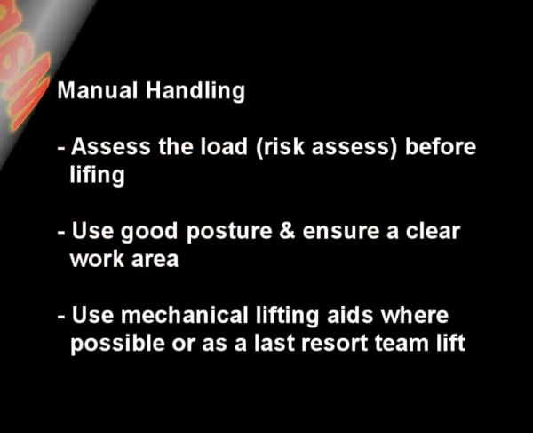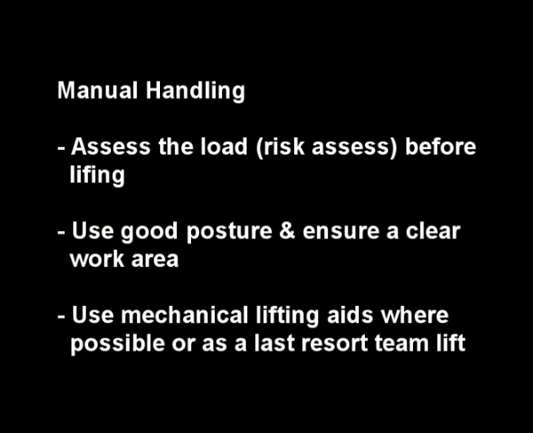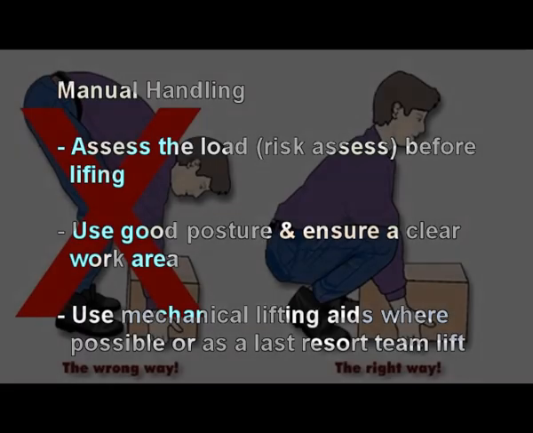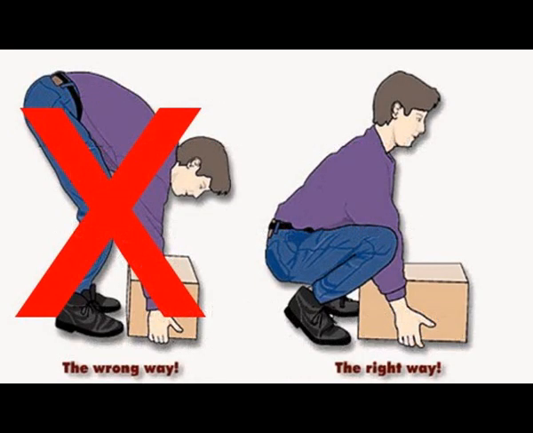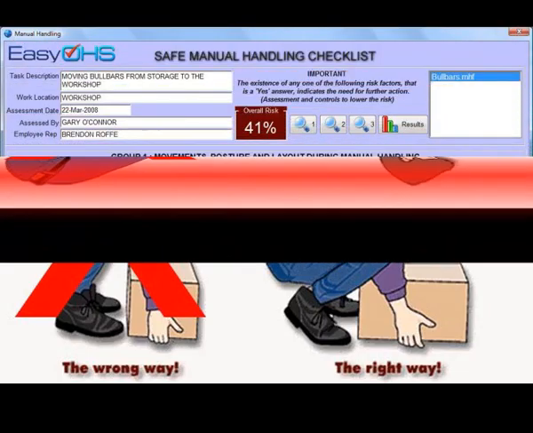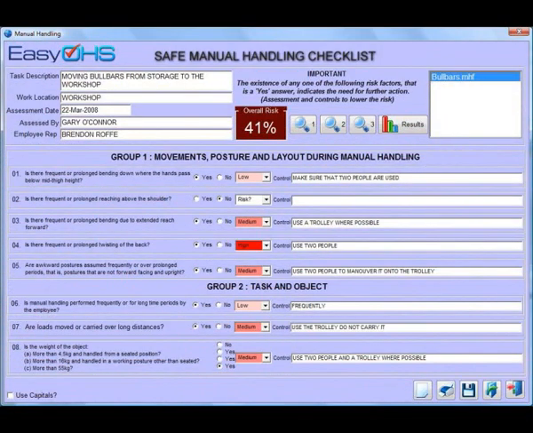Incorrect methods used in handling materials cause the greatest number of work-related injuries. You must ensure that you use mechanical lifting aids such as trolleys and forklifts wherever possible. Other control methods include breaking loads down into smaller sizes so that you can manage them more easily. Make sure you have good posture and bend your knees, and make sure you've got plenty of room around you to manoeuvre. You may also need to consider using a two-man or a team lift. Don't forget the EasyOHS system has a manual handling risk assessment area within it.